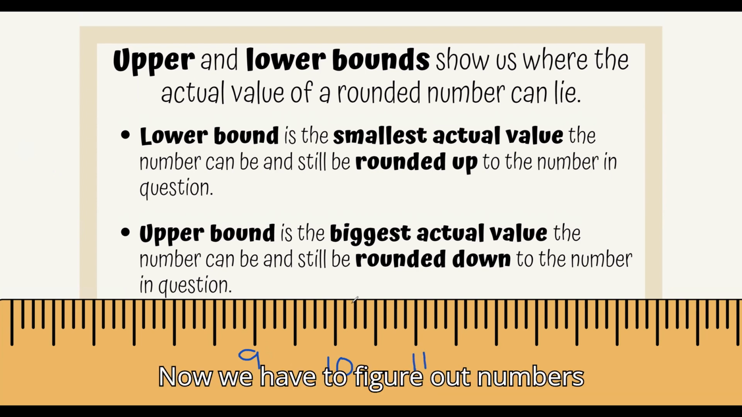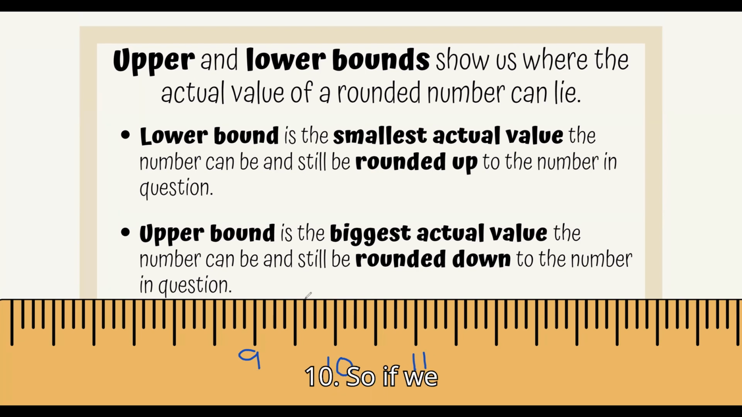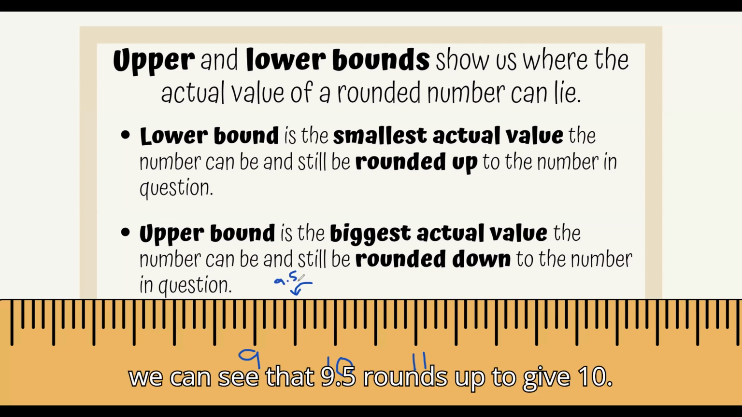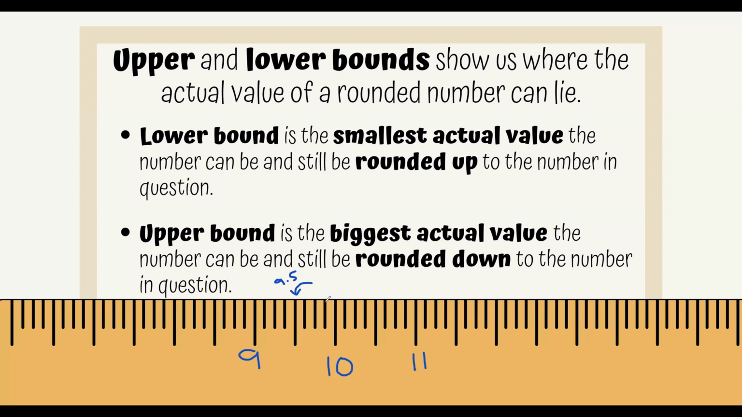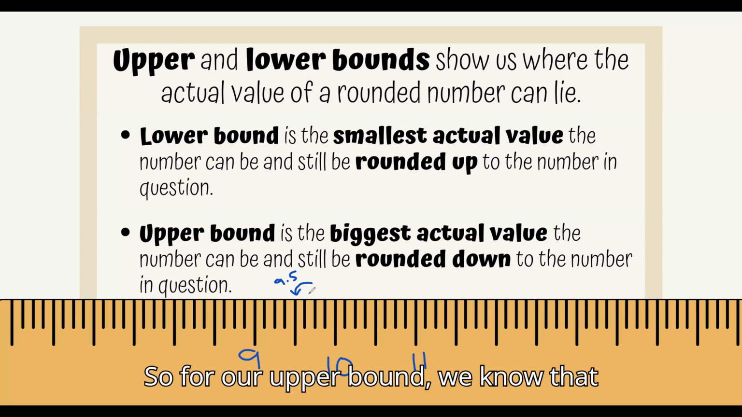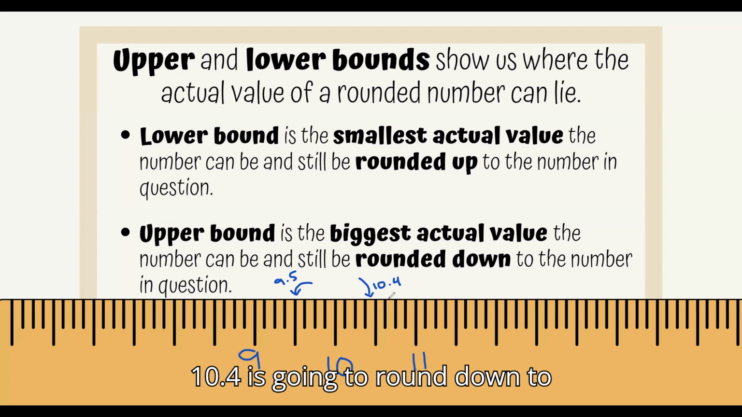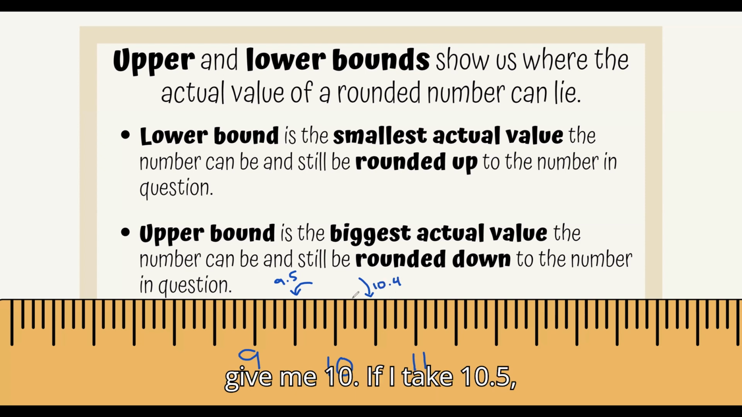Now we have to figure out numbers on this side first to figure out the lower one that rounds up to give 10. So if we take 9.5, we can see that 9.5 rounds up to give 10. So 9.5 is going to be our lower bound. For our upper bound, somewhere near here, we have 10.4. 10.4 is going to round down to give me 10.